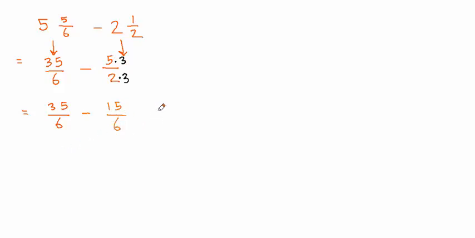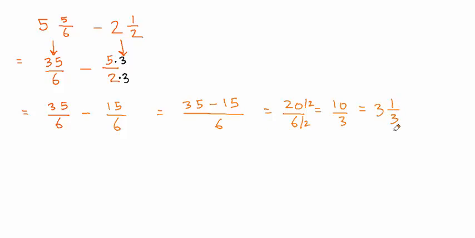And now we can go ahead and subtract the numerators. 35 minus 15 all over 6, which is equal to 20/6. And that can be simplified by dividing 20 by 2 and 6 by 2. We have 10/3, and that is 3 and 1/3 as a mixed number. Let's do one more.